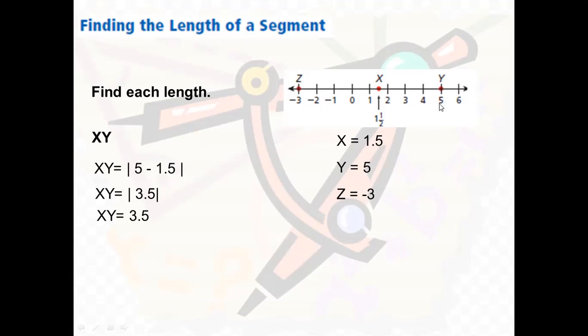So the distance between X and Y is 3.5. You can use the number line to calculate. That's 1, 2, 3 and 0.5. So Y to X is 3.5, or X to Y. It's the same. Y to X, X to Y, it's all the same. Okay, XZ. So what's the distance of X to Z going to be? X is 1.5 and Z is -3.